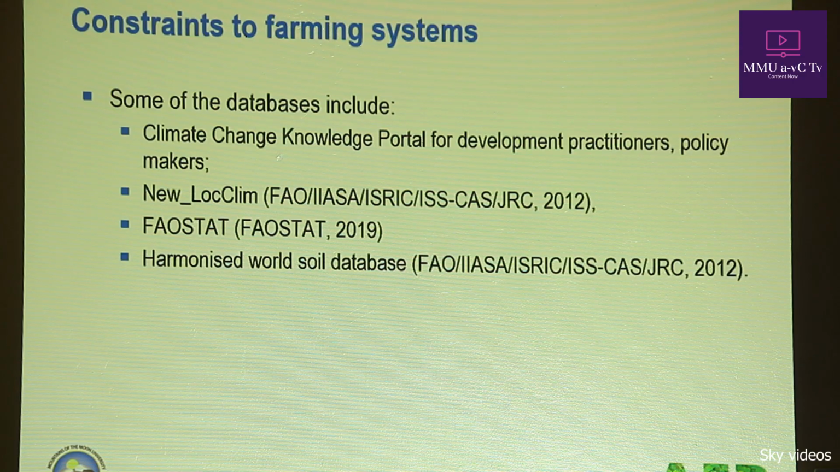Then we have the FAOSTAT, which is generally talking about the population, both the urban, the rural. It's talking about the amount of production for different crops, how much is imported, how much is exported, and several aspects that can actually inform an agroecologist on which actions need to be taken by a particular country.